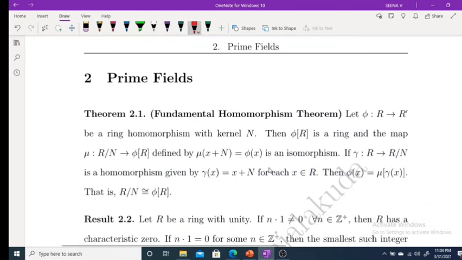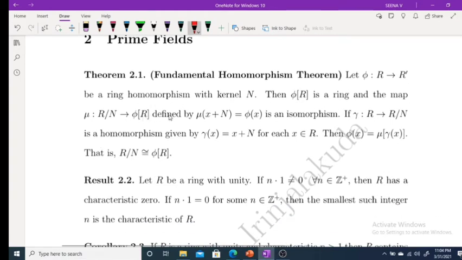Now moving to the next, the same theorem, the fundamental homomorphism theorem. We have that phi from R to R dash is a ring homomorphism with the kernel n. Phi of R is a ring, and mu from R over n into phi of R defined by mu of x plus n is equal to phi of x is an isomorphism. If gamma from R to R over n is a homomorphism defined by gamma of x equal to x plus n for each x belongs to R, then phi of x equals mu gamma of x. That is, R over n is isomorphic to phi of R. We have already discussed this result.